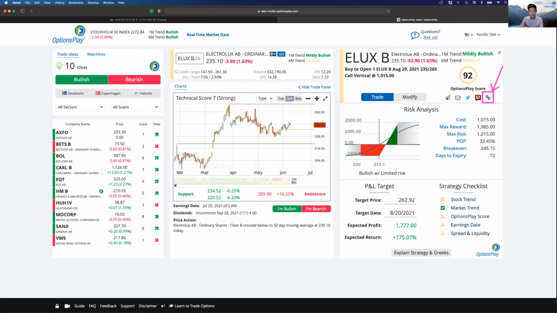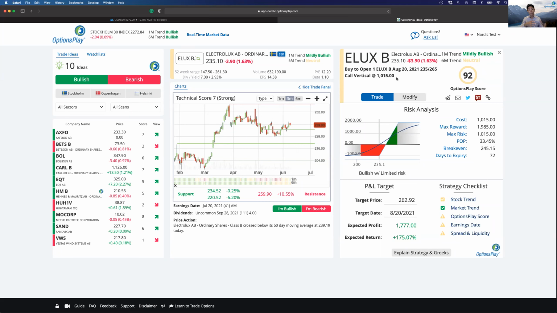And you can always go back to that link at any time to bring up the trade that you had saved, and OptionsPlay will actually track the performance of the trade for you. So let's just go ahead and do that here. Let's say I'm looking at the Electrolux 235-260 call spread here. This is a debit spread for those of you that are relatively new to this strategy.